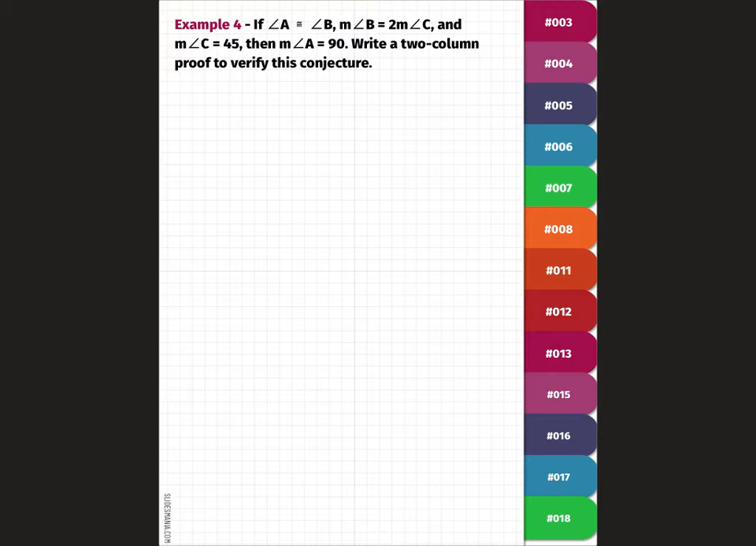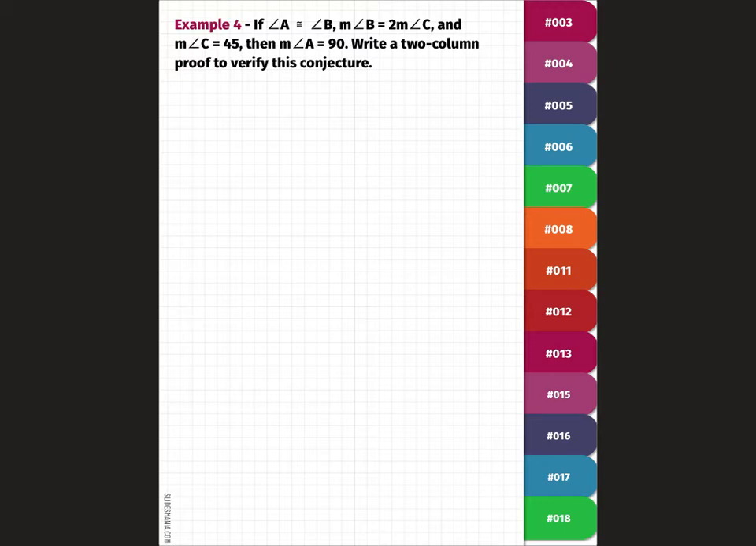So it says if the angle A is congruent to angle B, and the measure of angle B is 2 times the measure of angle C, and the measure of angle C is equal to 45 degrees, then the measure of angle A is equal to 90 degrees. Write a 2-column proof to justify your conjecture.